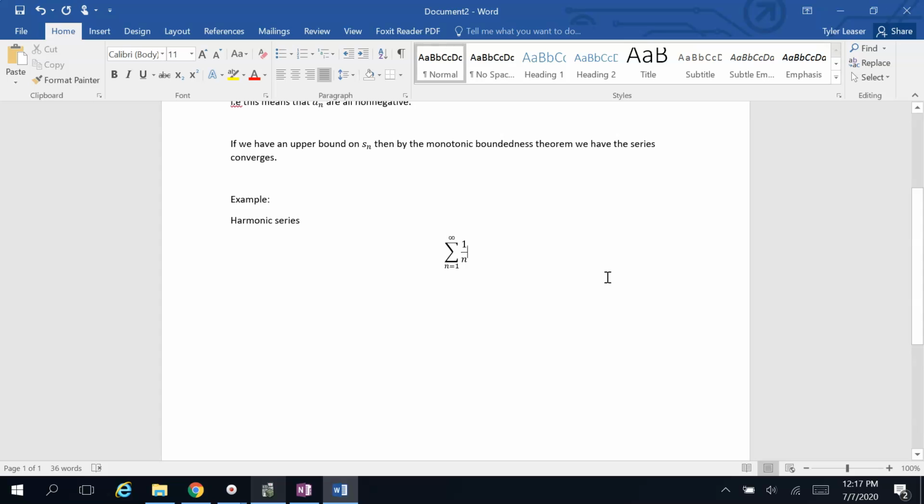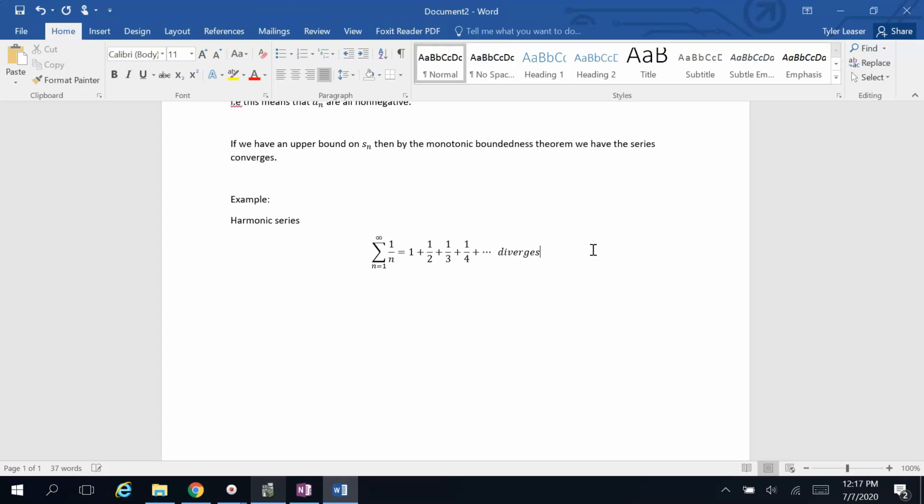So we kind of talked about this a little bit when we were doing the nth term test. If we write out the terms, it's going to be 1 plus 1/2 plus 1/3 plus 1/4. The sequence terms themselves are going to 0. But remember, just because the sequence terms go to 0 does not mean that the series converges. In fact, this is an example of a series that diverges.